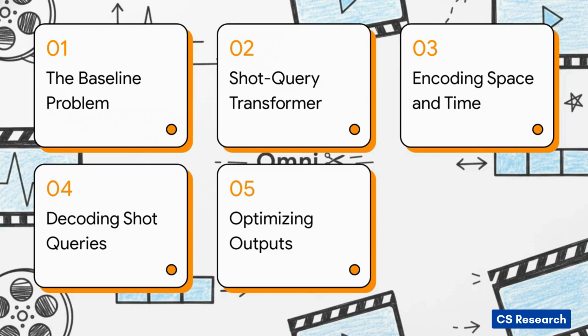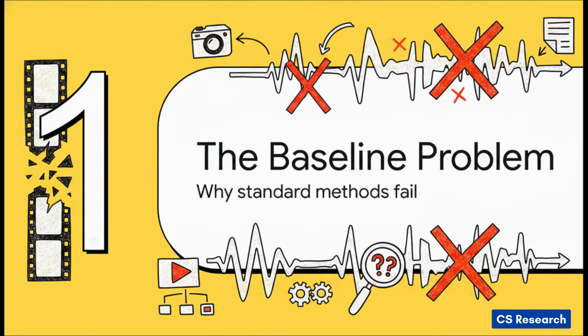Okay, here is our roadmap for today. 1. The baseline problem. 2. The shot query transformer. 3. Encoding space and time. 4. Decoding with shot queries. And 5. Optimizing range and relations. Let's jump straight into section 1, the baseline problem, and exactly why standard methods fall short.